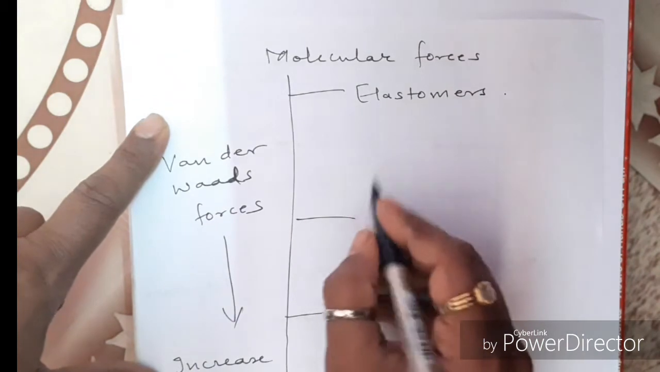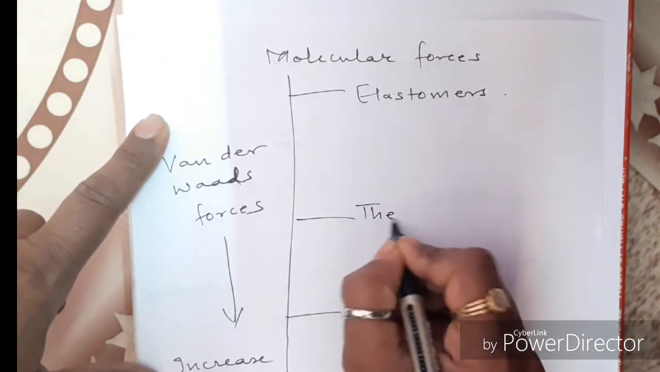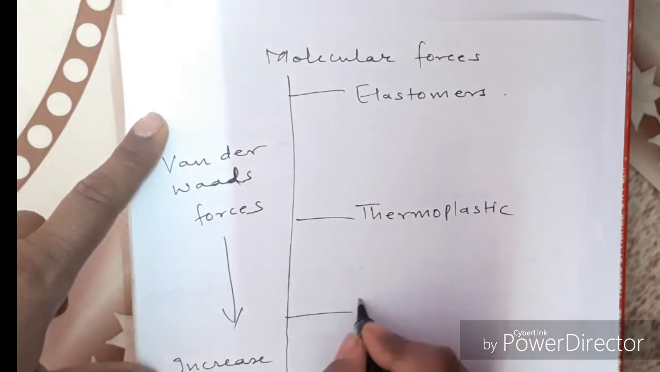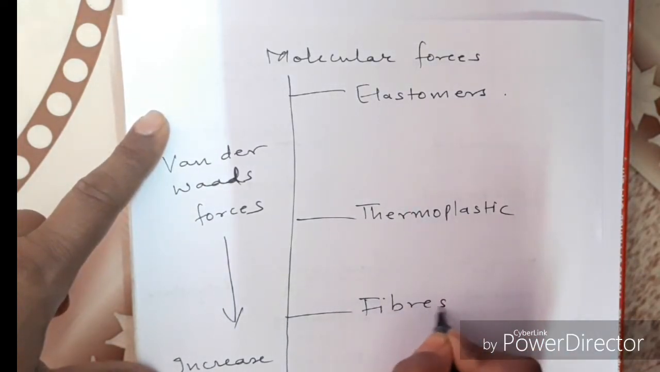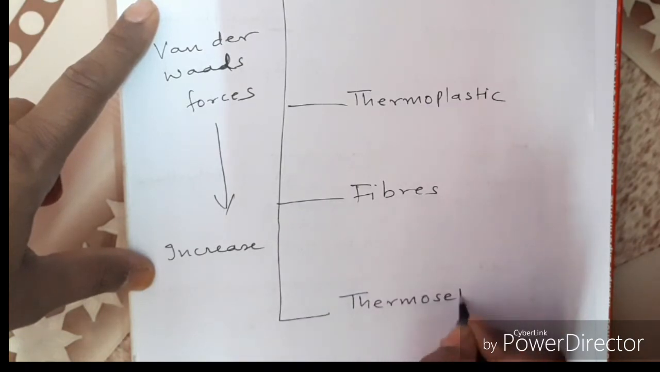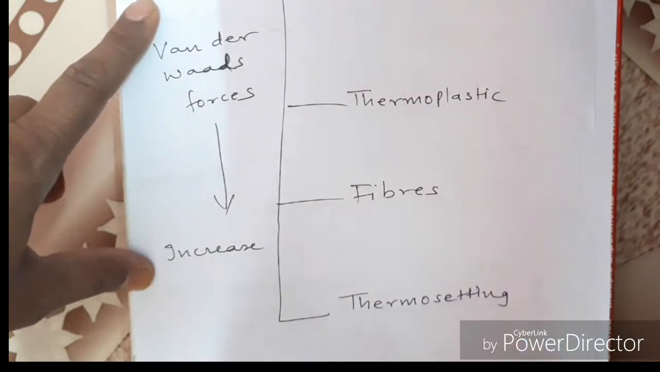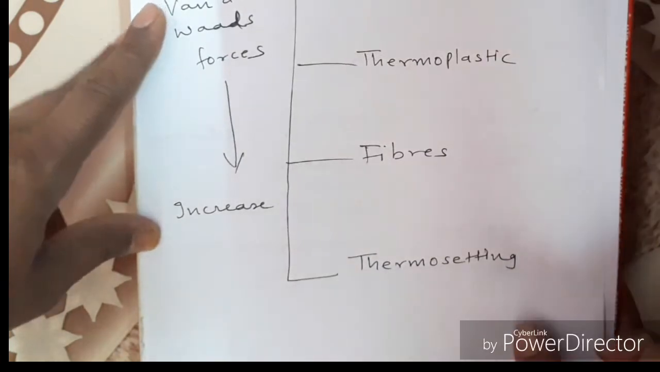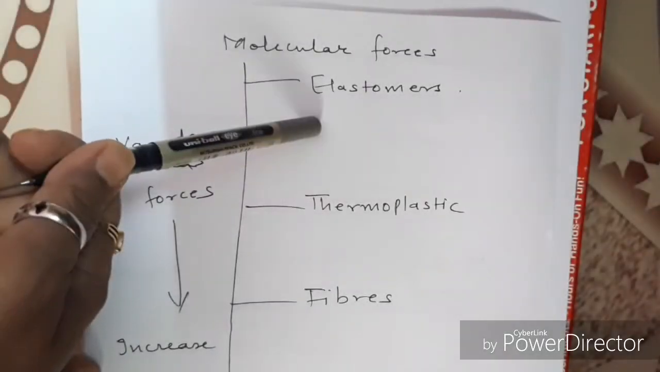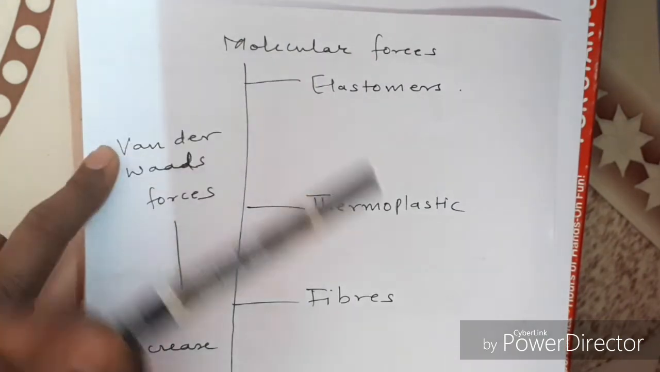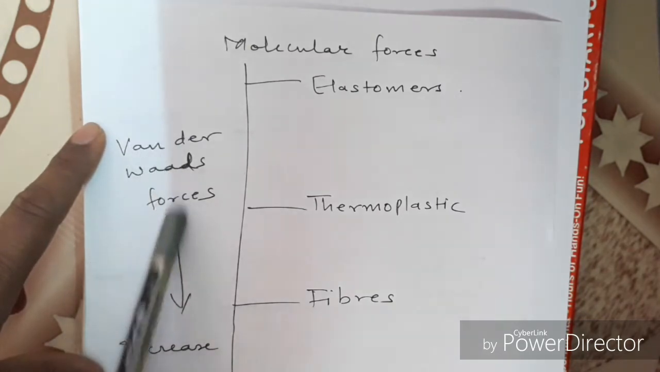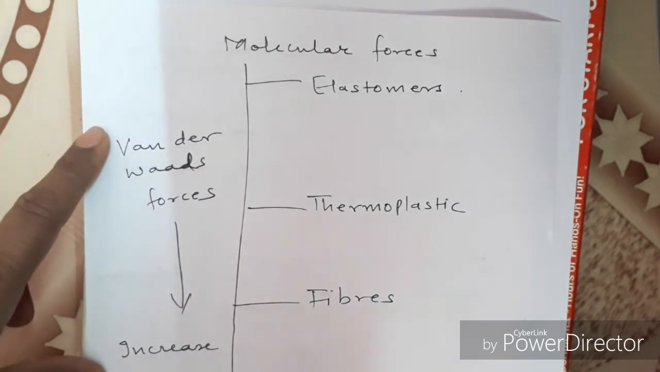The first is elastomers. The second one is going to be your thermoplastics. That means plastic, polythene, everything which is recyclable. Then you have your fibers, which are going to be thread-like, and finally we have thermosetting polymers. Alright, so let's see the first one now. So in this manner you have understood there are 4 types: elastomers, thermoplastics, fibers, and thermosetting. The first one now I'll just talk about is what happens in their van der Waals forces.